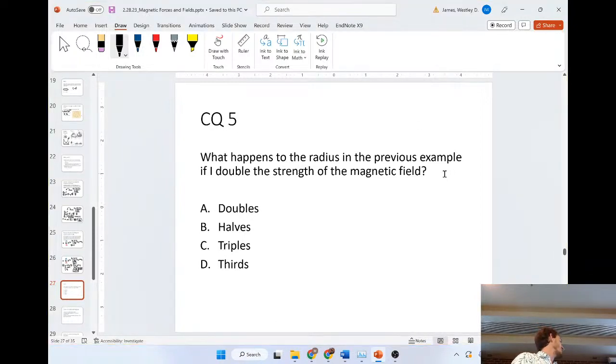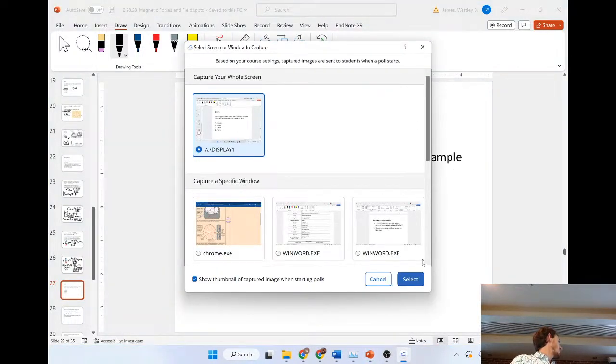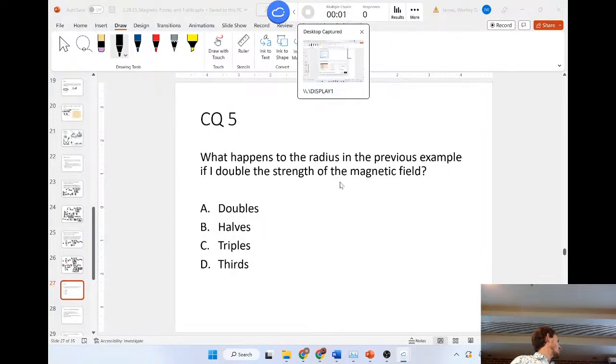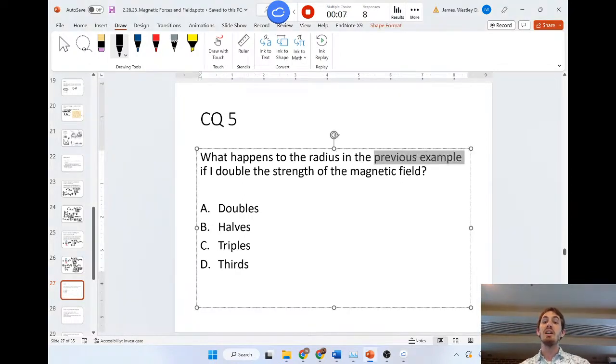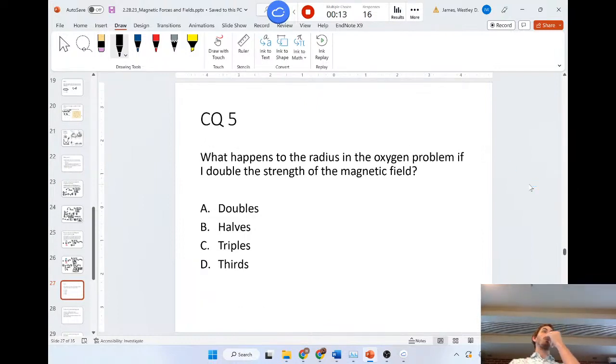So, the previous example was clearly not that. The previous example, let me reword this. What happens to the radius in the oxygen problem if I double the strength of the magnetic field? So that was the one where there was the oxygen atom entering and it made that arc. What happens to the radius if I double the strength of the magnetic field? Use that equation, use your skills for how do we find these ratios.